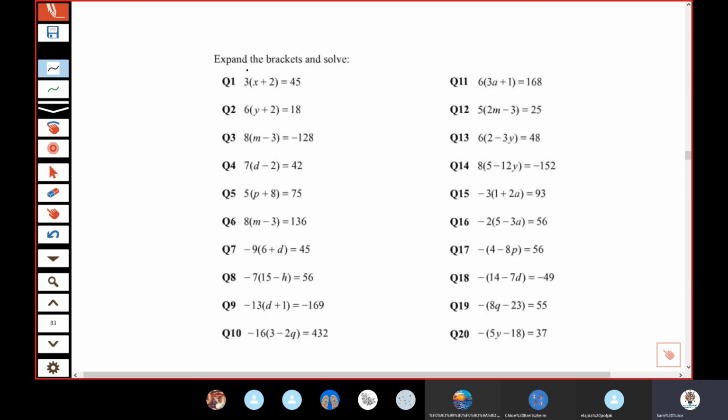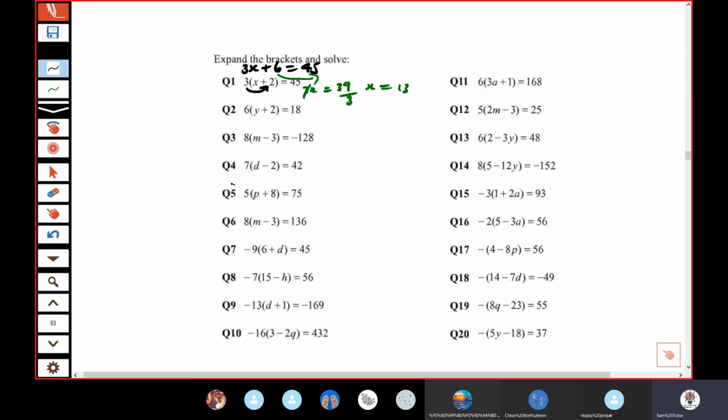Cindy, can you tell me what to do with this one here? 3 times what? 3 times x, which becomes 3x, plus 3 times 2, which is 6, good job, equals 45. Then we're going to bring the 6 over. 3x equals 45, take away 6, 39, and then divide by 3. X equals 13. Good job. Didn't mean to stop you drinking, sorry. X equals 13. Perfect. All right. Anyone have any questions? Because I'm going to speed it up.